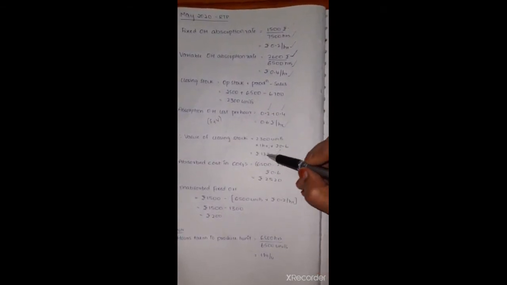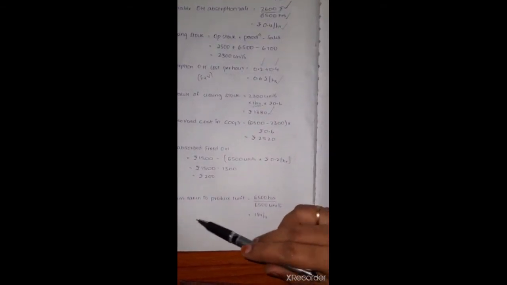You might be wondering how I got this 1 hour. Come, let's check this working note. Hours taken to produce 1 unit is the actual hours taken upon the actual production. 6,500 hours upon 6,500 units. So I will be getting 1 hour per unit. The same which I have taken here. So my closing stock is 2,300 units. Each unit takes 1 hour. Each hour will get 60 paisa. So the value of my closing stock will be 1,360 rupees.